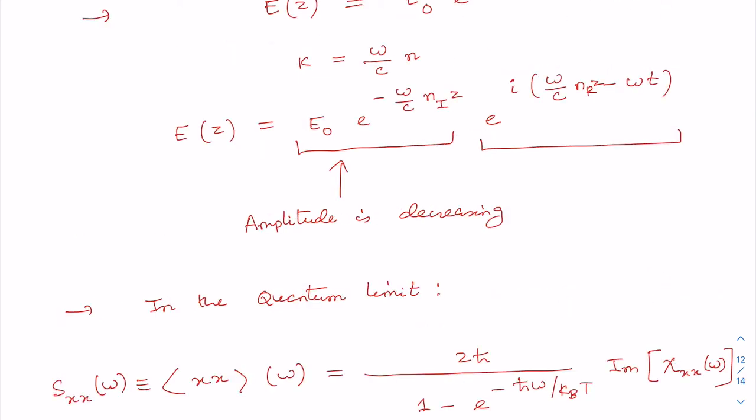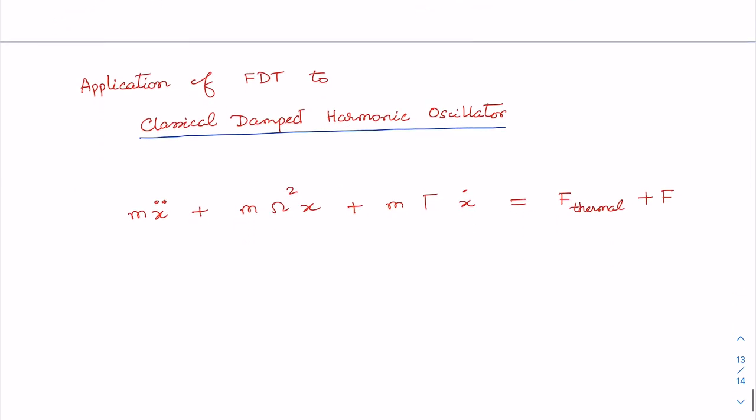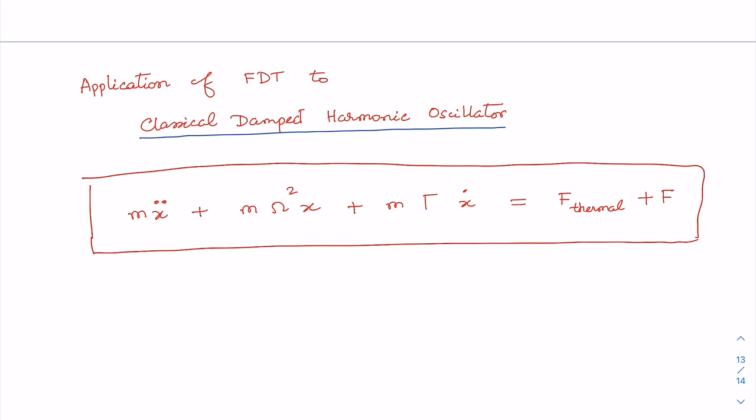To appreciate the fluctuation dissipation theorem, let us consider a classical damped harmonic oscillator. You know the equation of motion for a classical damped harmonic oscillator is given by this expression. Here this small m is the mass of the harmonic oscillator. This capital omega is the resonance frequency of the harmonic oscillator. This gamma is the damping coefficient. And this F is the external force.